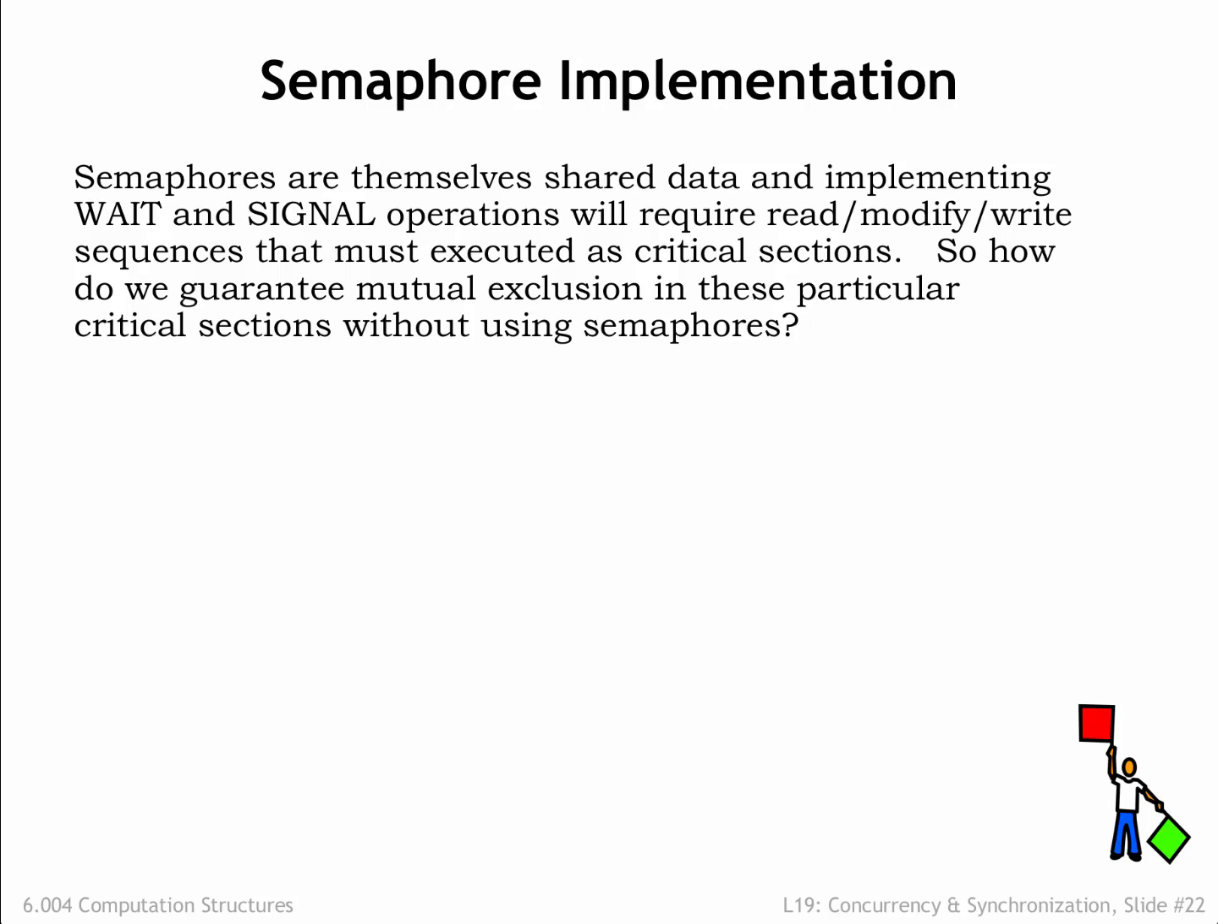Now let's figure out how to implement semaphores. They are themselves shared data, and implementing the wait and signal operations will require read, modify, write sequences that must be executed as critical sections. Normally, we'd use a lock semaphore to implement the mutual exclusion constraint for critical sections. But obviously we can't use semaphores to implement semaphores. We have what's called a bootstrapping problem. We need to implement the required functionality from scratch.